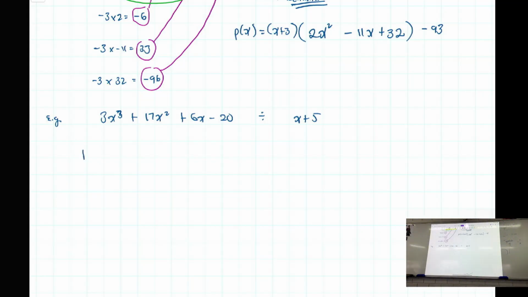So how do I prove that? By doing the remainder theorem. I need to get a remainder of 0. So it has to be 3 times minus 5 to the power of 3, plus 17 times minus 5 squared, plus 6 times minus 5, minus 20. Can you please do it in your calculator very quickly and prove that that is 0?